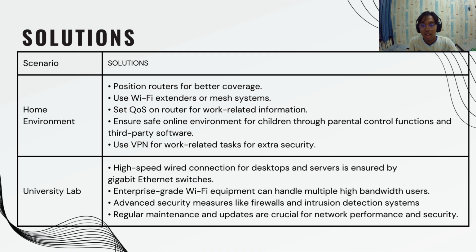Next is advanced security measure like firewall and intrusion detection system. UCT lab deal with sensitive research data and intellectual property. Implementing advanced security measures such as firewall and intrusion detection system (IDS) help protect against unauthorized access, say like cyber threat or a data breach.